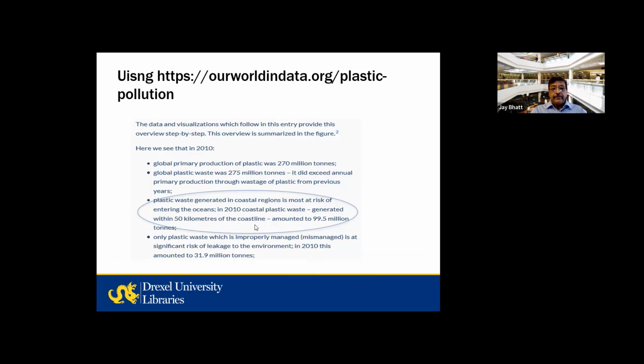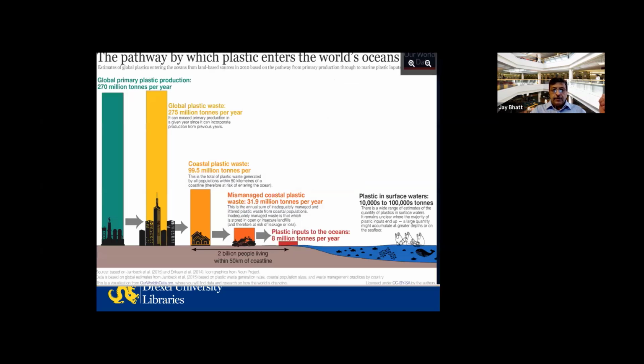Within 50 kilometers of the coastline amounted to 99.5 billion tons of plastic. And only plastic waste which is improperly managed, mismanaged, is at significant risk of leakage to the environment. So you can see that this is becoming a very critical issue in oceans also.